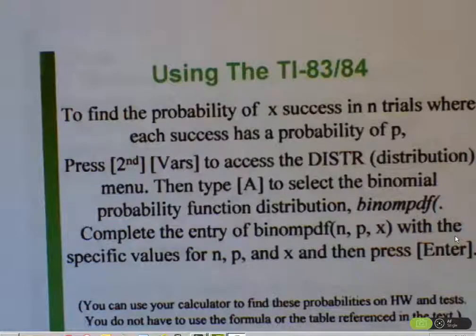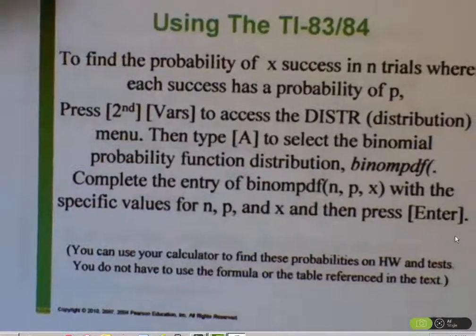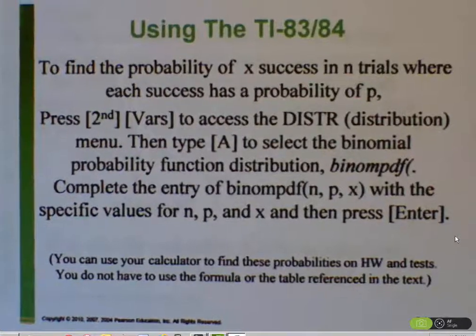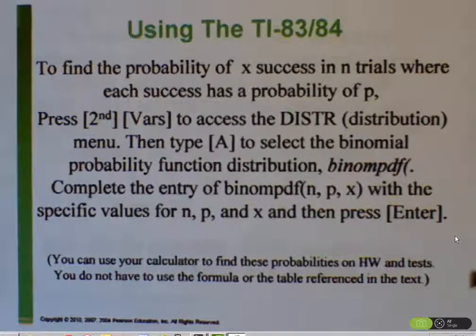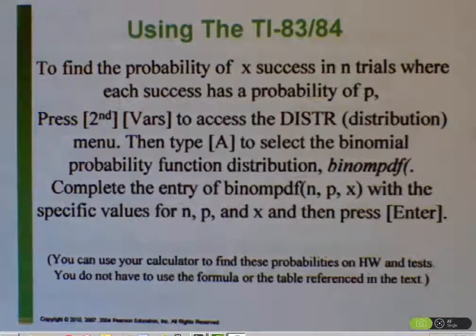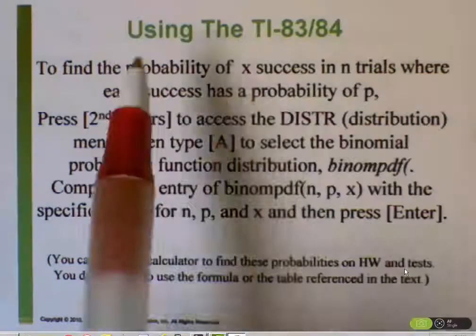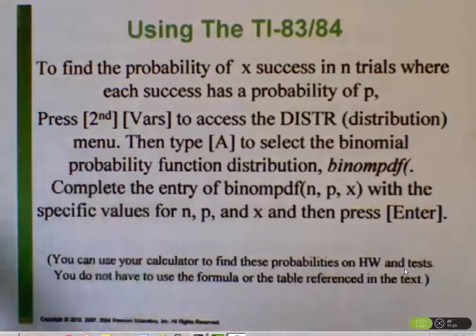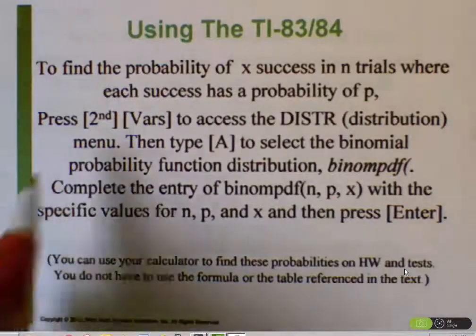So how do we do this on a TI-83 or 84? To find the probability of X successes in N trials where each success has a probability of P. Very important that you understand those variables. X is a number of successes, N is a number of trials, P is the probability of success.